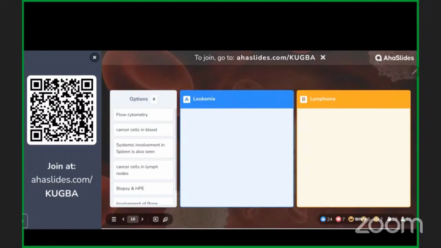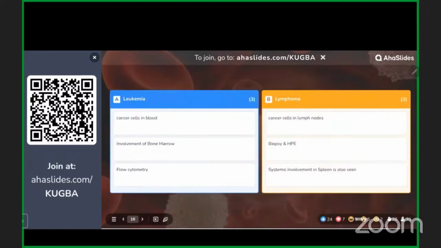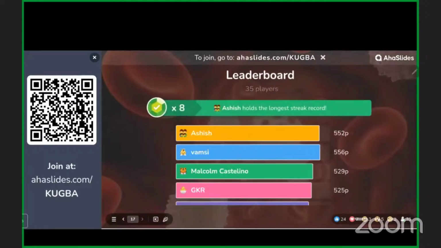Okay, this was the last question. So let's see the leaderboard now. I think most of them have got it right. I think many of them will get partially correct. So this is the final leaderboard.